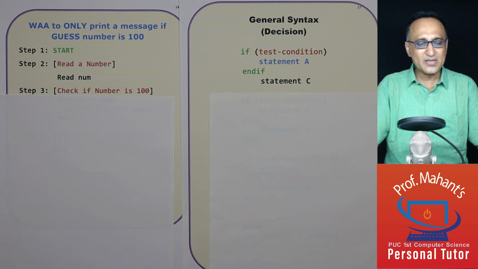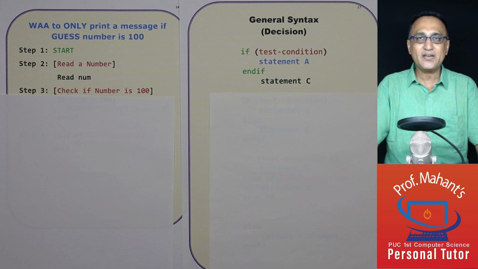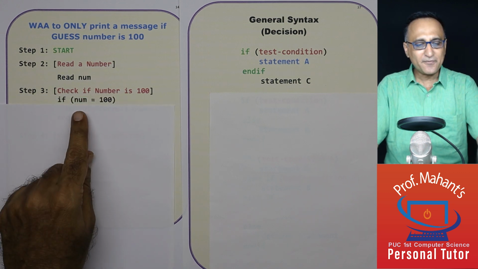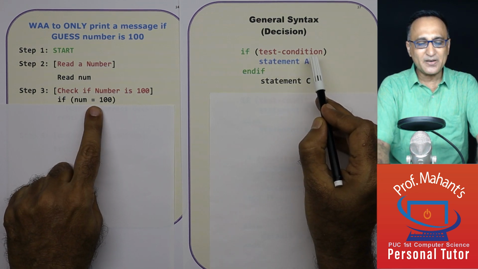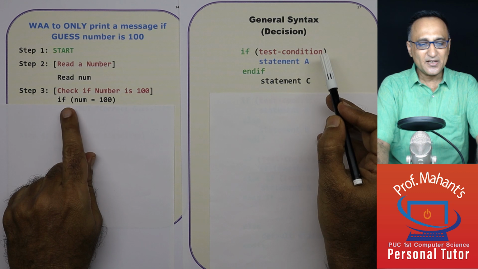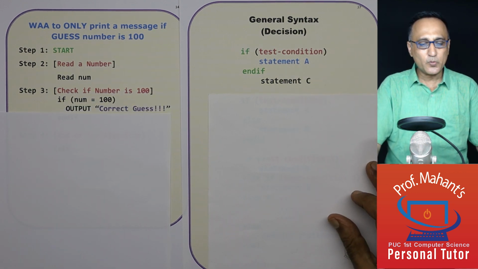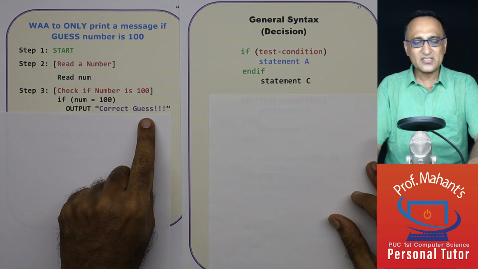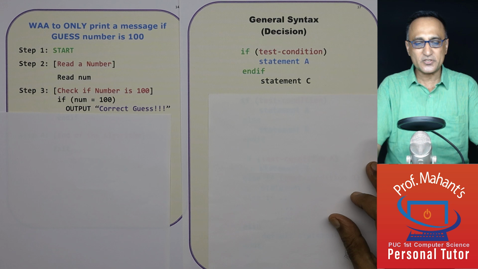So here what I am doing is I am checking if the number is equal to 100 in step number 3. So let's see what I am doing here. I am saying if number is equal to 100. So in place of this test condition, I have number is equal to 100. Okay. If number is equal to 100, then I am outputting a message. You have guessed correct or correct guess. Be sure any message is within double quotes. The message will be printed as it is.